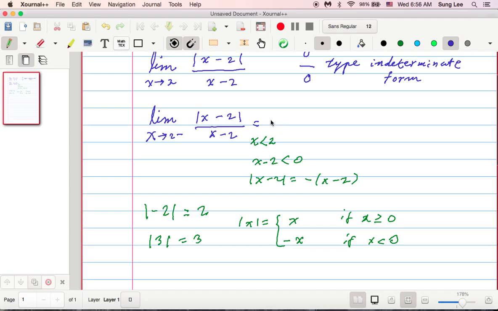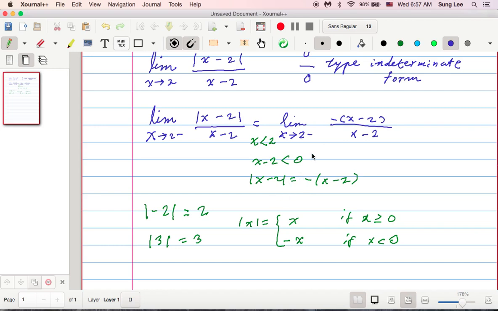So going back to our calculation of this left-hand limit, we have the limit as x approaches the number 2 from the left side, right? The absolute value of x minus 2 turns into negative x minus 2, over x minus 2. So here's another thing you will have to remember. When we say x approaches the number 2, x is never equal to the number 2.